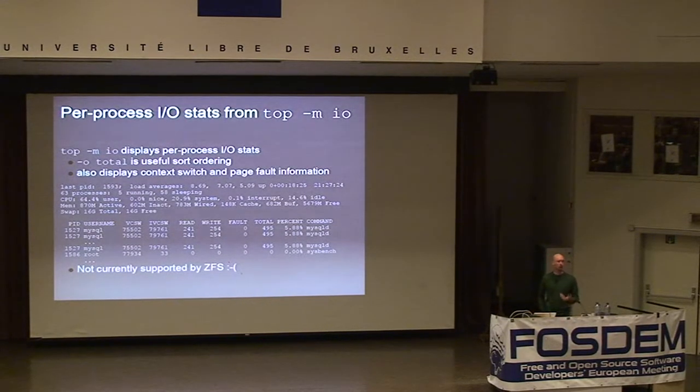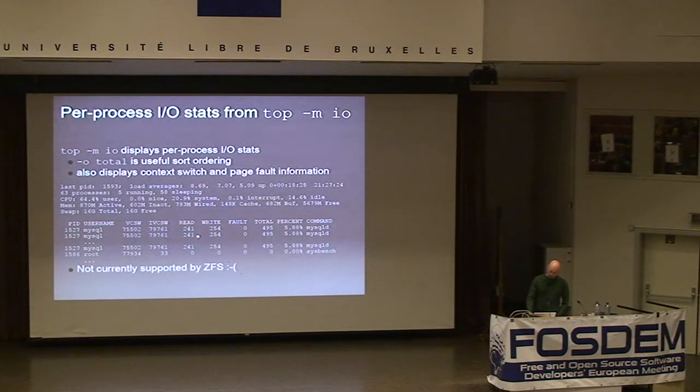So how do we find out what actual processes are doing the I/O to the disks? It turns out TOP can actually do this as well. TOP has a switch minus M IO, which instead of displaying CPU usage, displays IO usage. And you can sort various ways, but sorting by total ordering is usually the most interesting. And this shows us here that in the same example as before, the MySQL threads were each doing about 250 reads and writes per second.